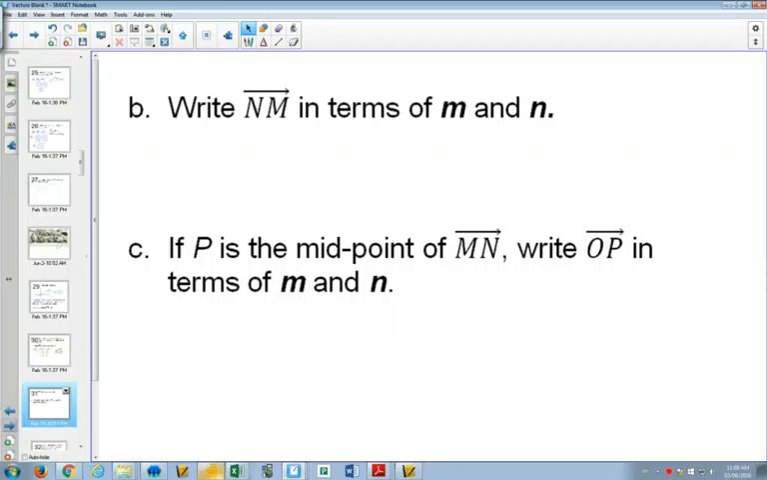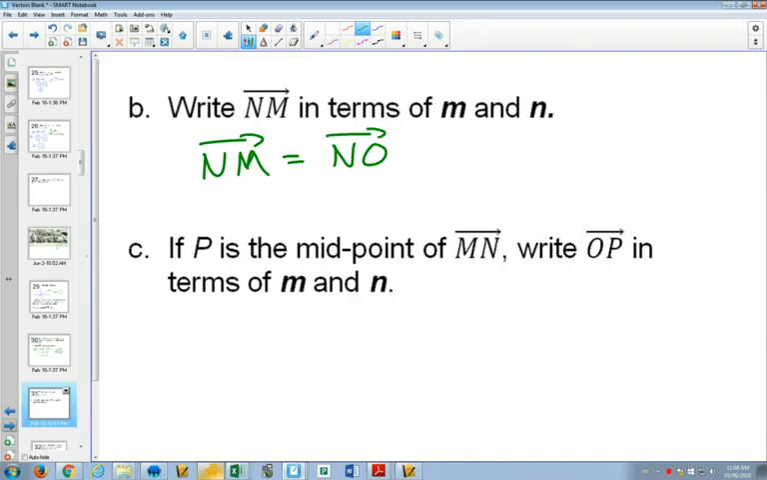Same thing if you went from N to M. Well, you would first go from N to O, and then O to M. This would be negative N plus M.